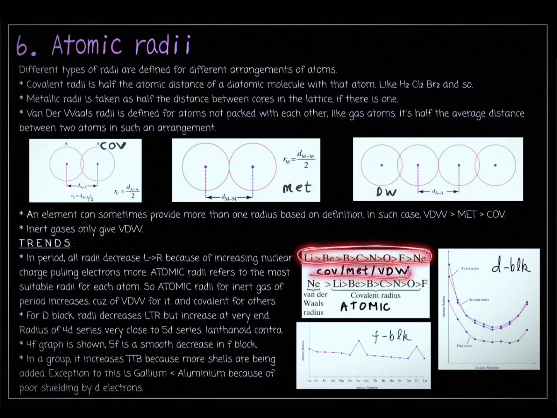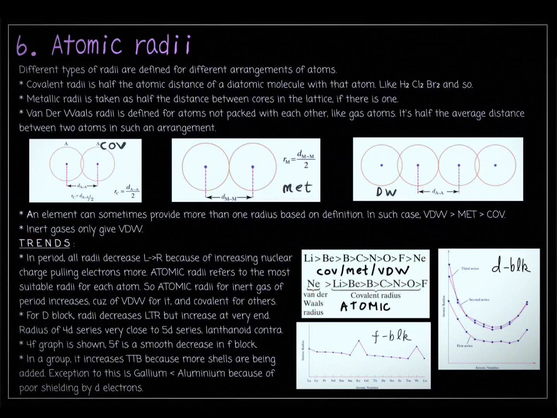Like look here. This is the normal trend in the second period for any type of radius. But when we talk about atomic radius, we pick the most suitable one. And for neon, the most suitable one just happens to be van der Waals since it is an inert gas, and the other gives covalent, which is why they appear smaller than neon.